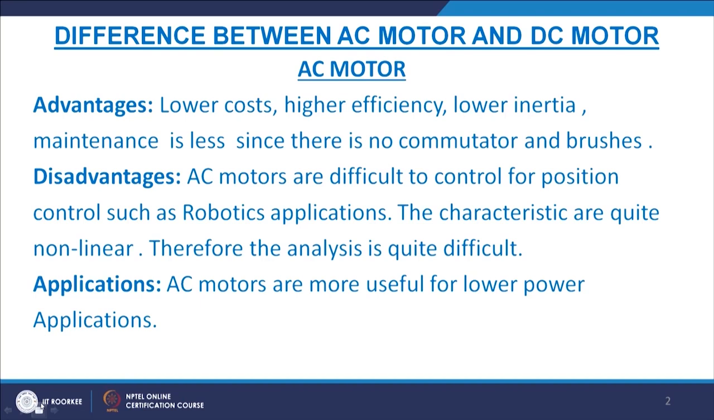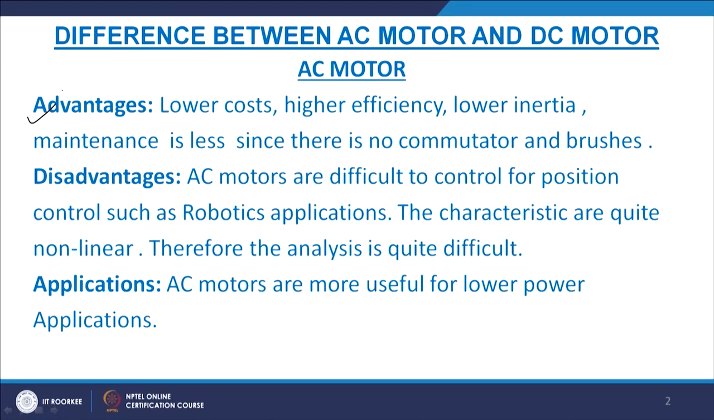There are two types of motors, AC motor and DC motor. First of all, we see what the differences are between AC motor and DC motor. If you compare the DC motor and AC motor, which is the best? First, we see the advantages and disadvantages of AC motor. The advantages: lower cost, higher efficiency, lower inertia, and less maintenance since there is no commutator and brushes.